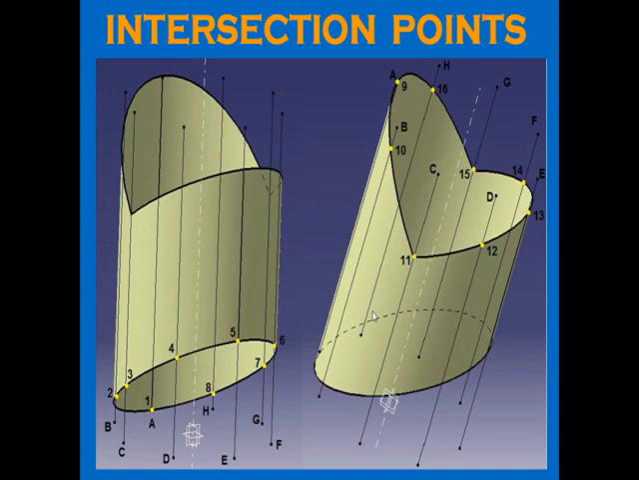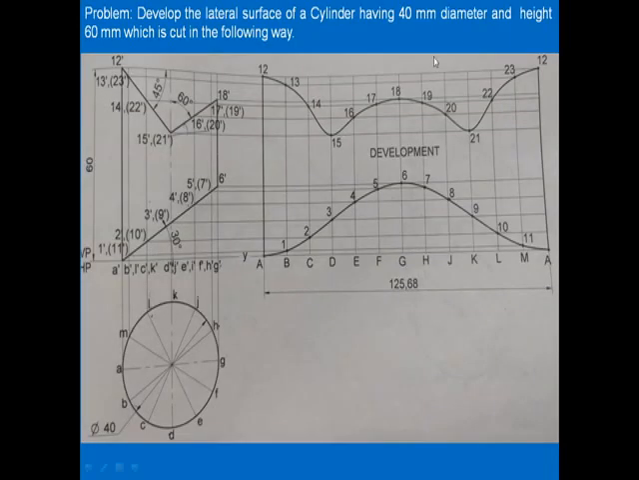So your job is to use the parallel line method, as you can see here in the solution. You need to draw the full development of the cylinder, and then by using the parallel line method you need to transfer all these intersection points from the front view onto the development and then join them. Okay, so this is the background of this particular problem.